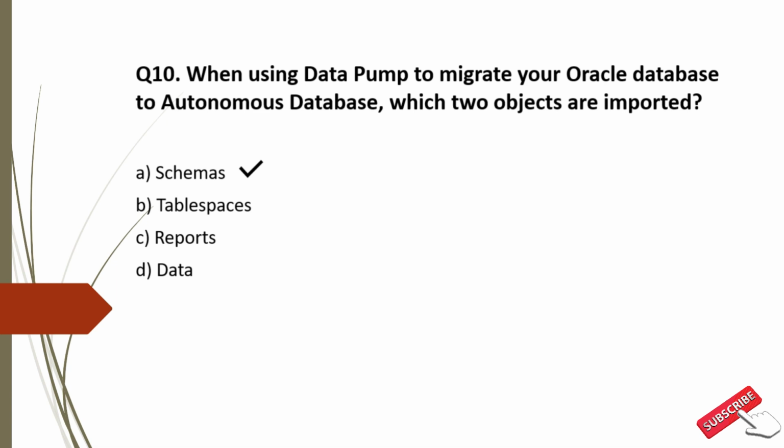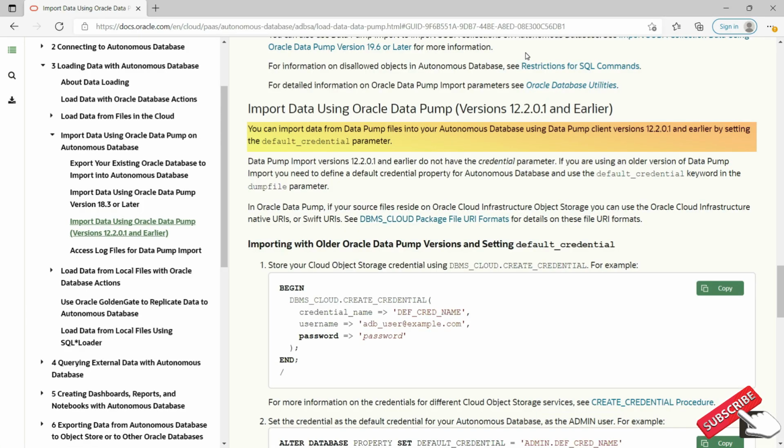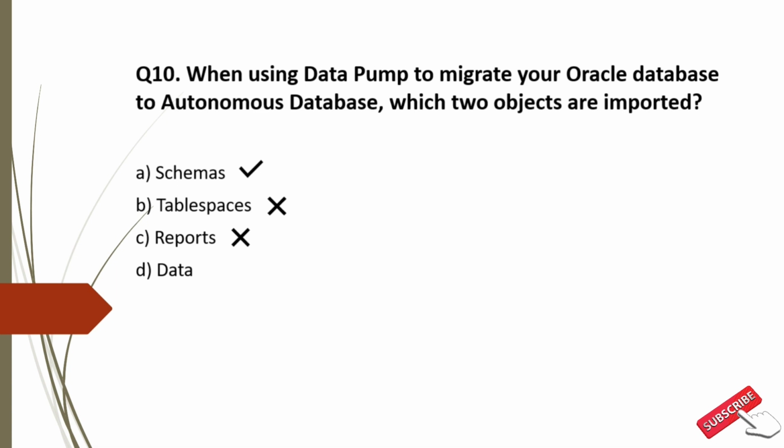Option B. Table space. No, this is incorrect. Option C. Reports. No, we can't import reports. So this is also incorrect. Option D. Data. Yes, you can import data using Oracle DataPump. You can refer this documentation for the steps. So option D is correct. So the correct options for question 10 are option A and D.